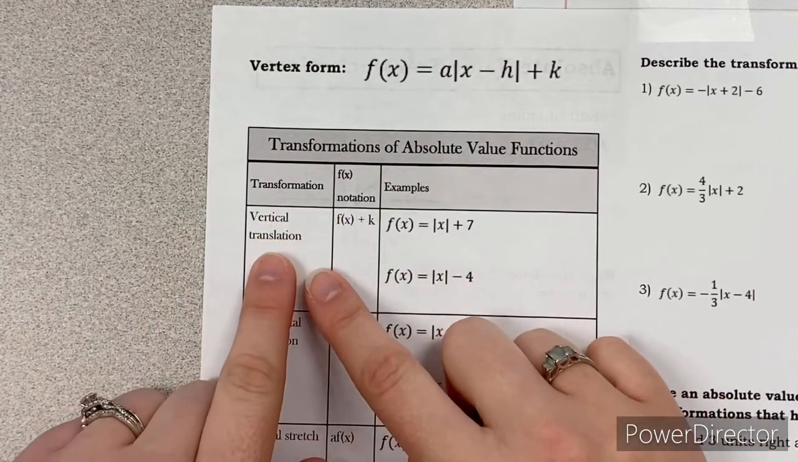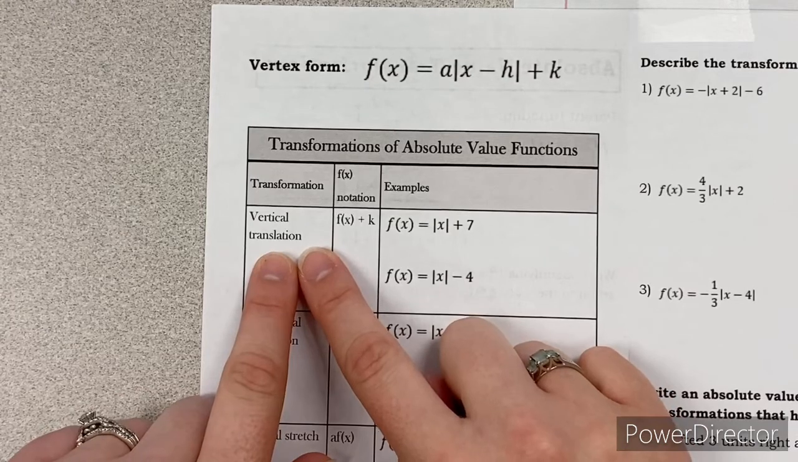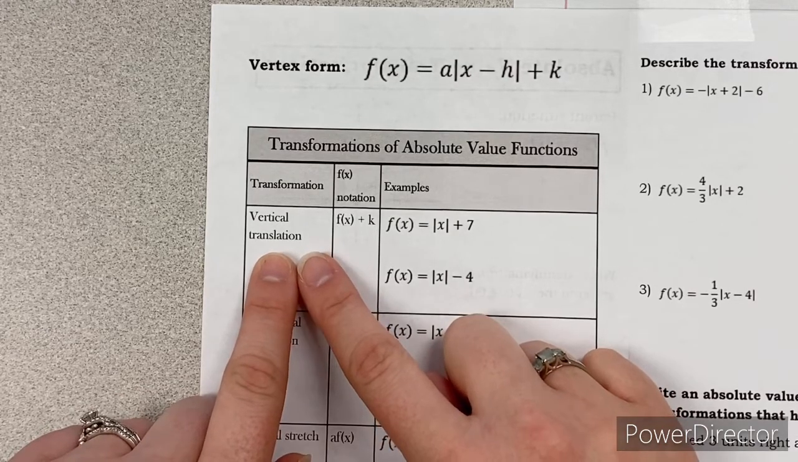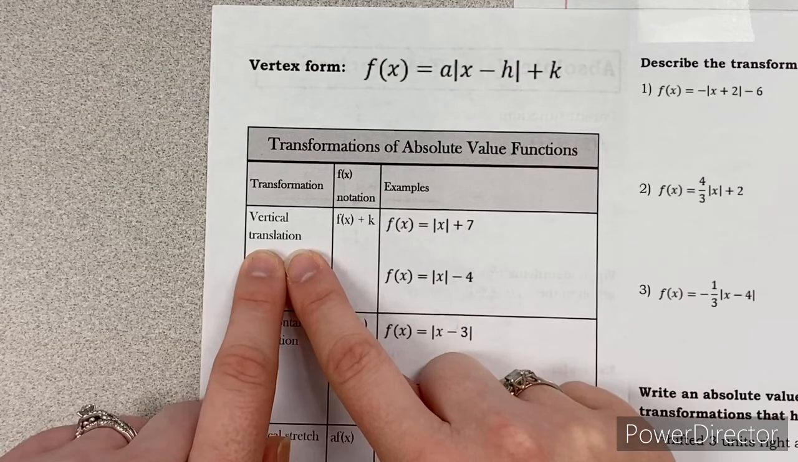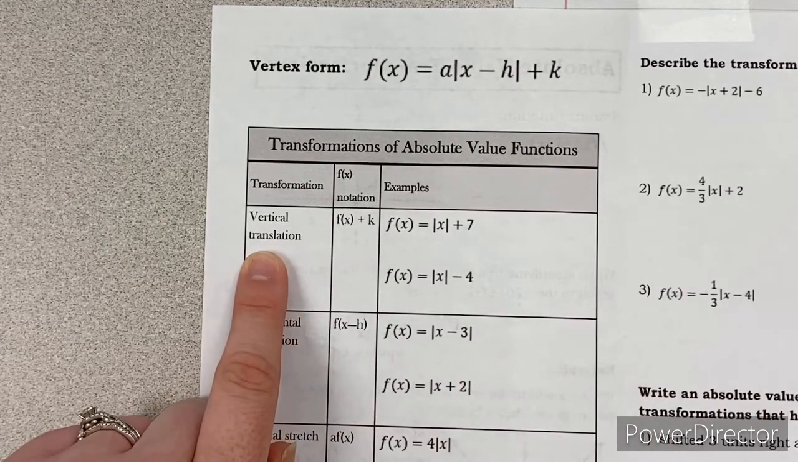The first transformation that we are going to talk about is called a vertical translation. Now, in middle school, this is what you would have called a slide. I don't necessarily use the word translation.